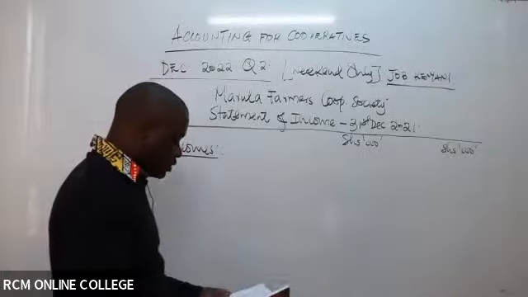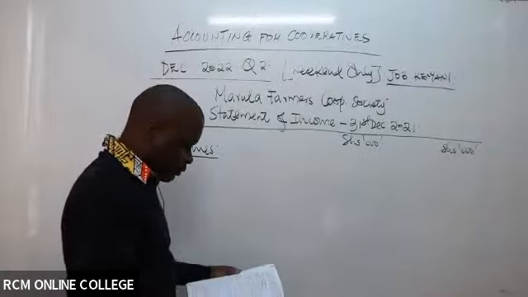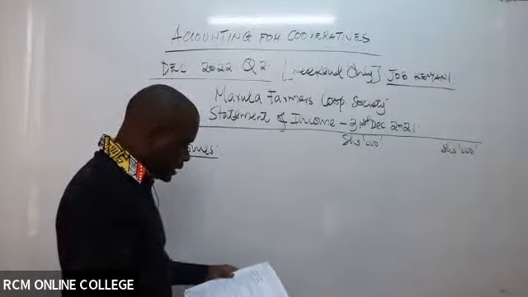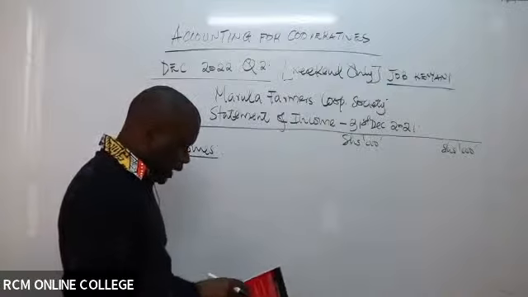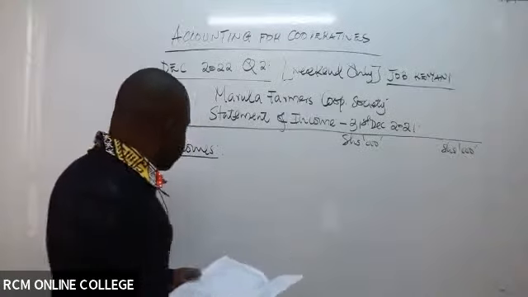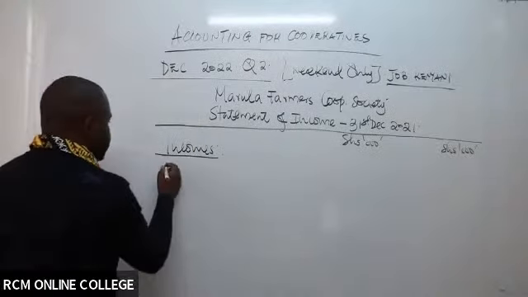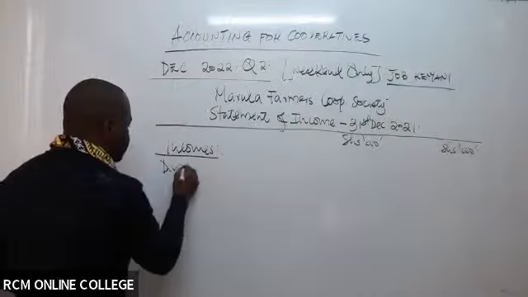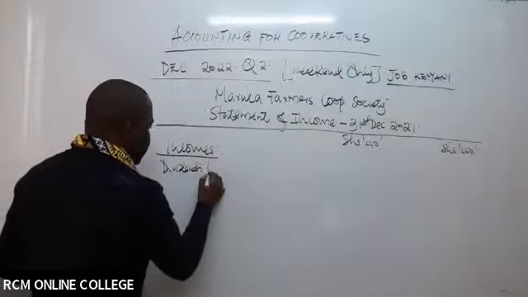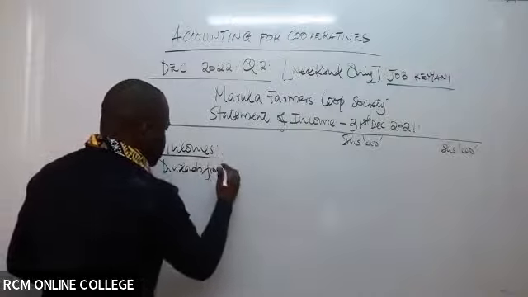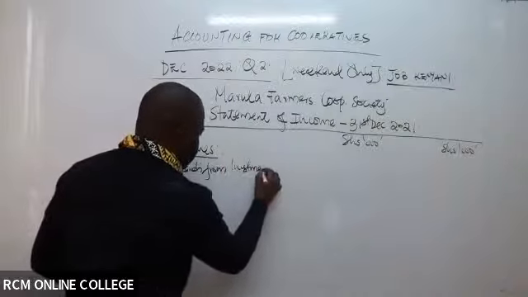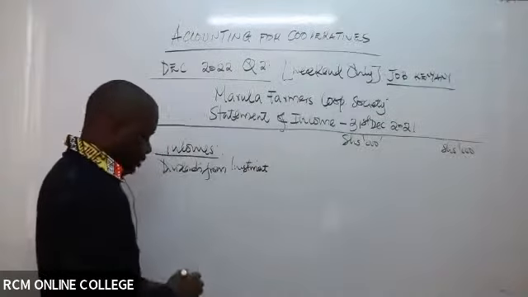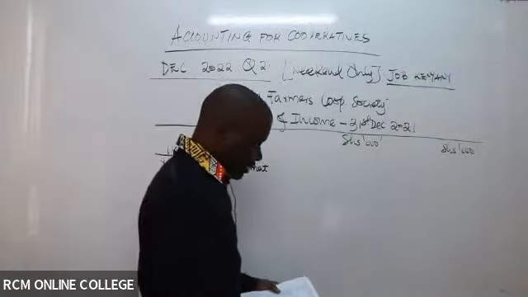So if you look at our trial balance, in this case, we have dividends from investments. You can see dividends from investments. If you look from the top, dividends from investment is how much?